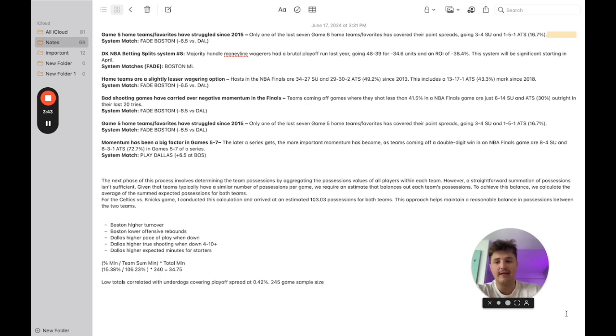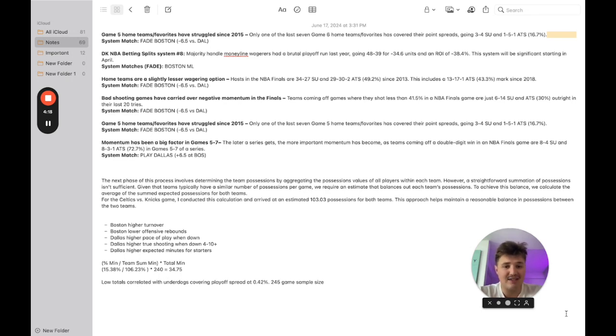Boston's at home tonight. Bad shooting games have also carried over negative momentum into the finals. Boston had a terrible shooting game where they got blown out. It was the second worst loss in NBA Finals history. That's momentum. That carries over. It's also a contradictory viewpoint. A lot of people are like, there's no way Boston plays that bad again. But momentum is a real thing, especially in the NBA Finals. Teams that shot way less than 41.5% are just 6 and 14 straight up outright after following a terrible shooting performance. Game 5 home teams and favorites have struggled since 2015.